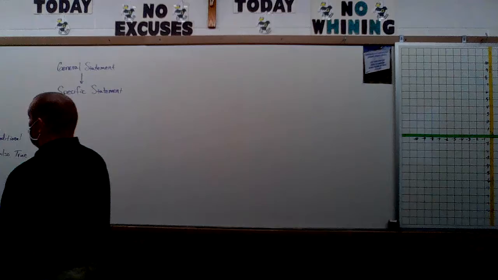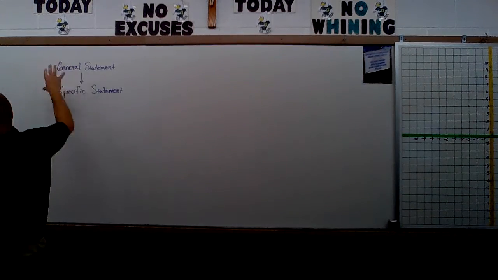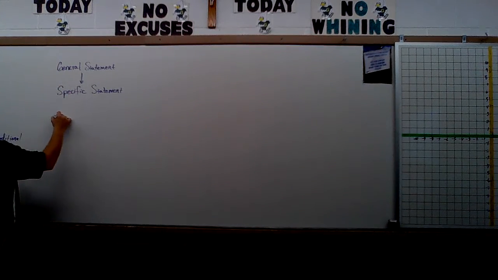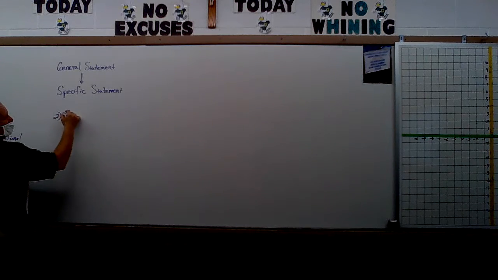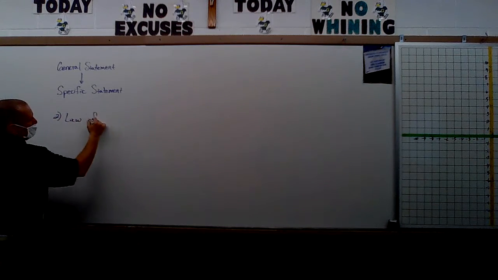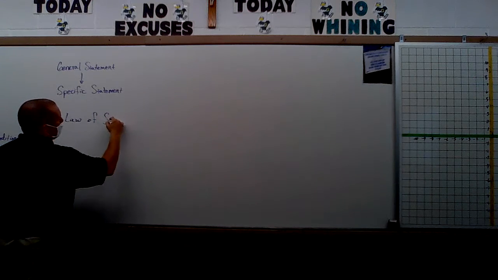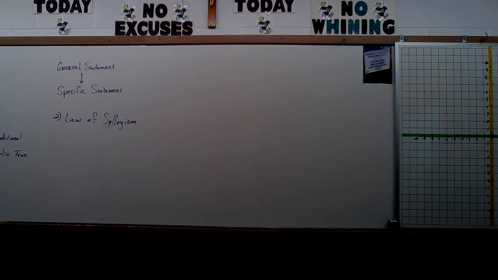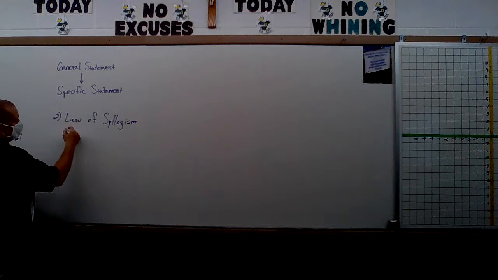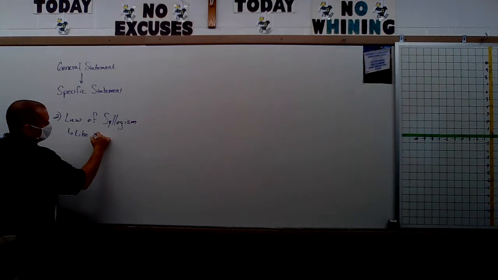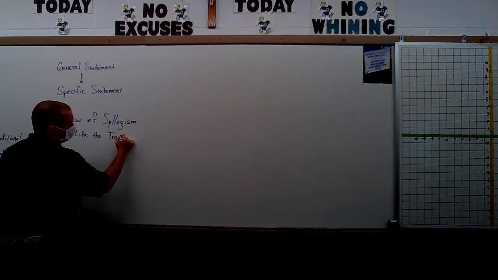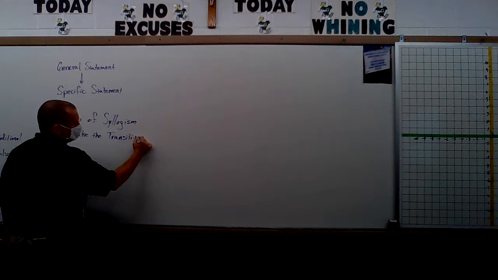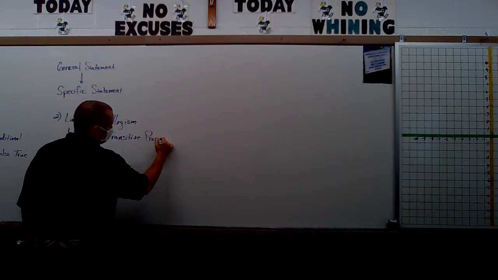So the second way, so again, specific to general or general to specific. The second way that you can do deductive reasoning is the law of, and you're going to like saying this word, syllogism. So in the law of syllogism, this is comparable to the transitive property. Do you remember the transitive property? Anybody?